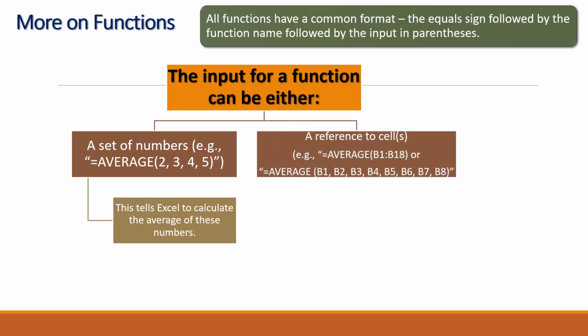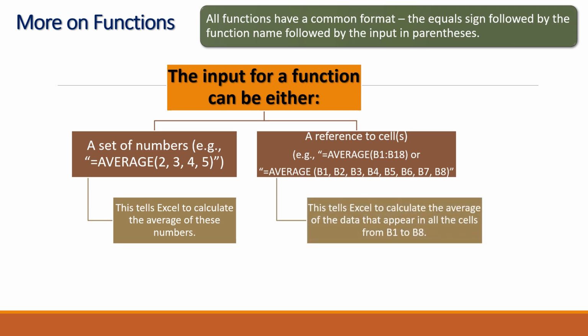Now, input can also be references to Excel cells. For example, we can type equal to average B1 colon B8, or if we want to separate it, we can type average in bracket B1, comma B2, B3, B4, B5, B6, B7, B8. By writing this in an Excel cell, we are telling Excel to calculate the average of the data that appear in all the cells from B1 to B8.